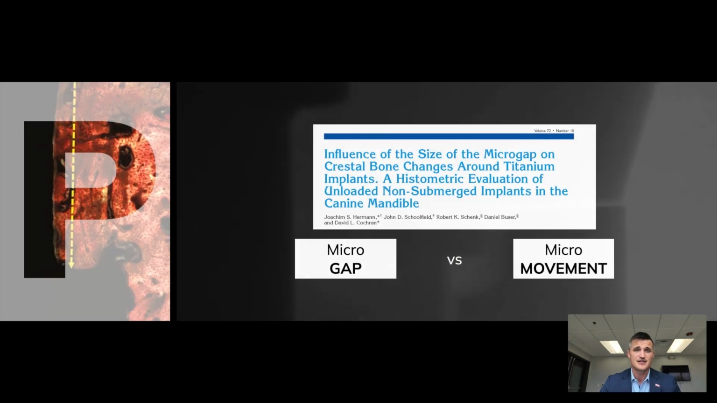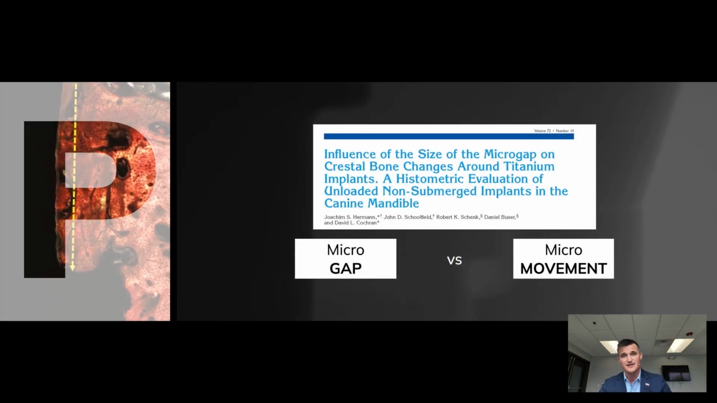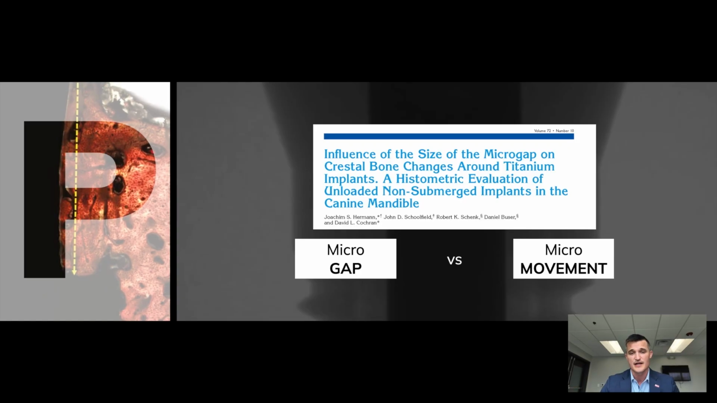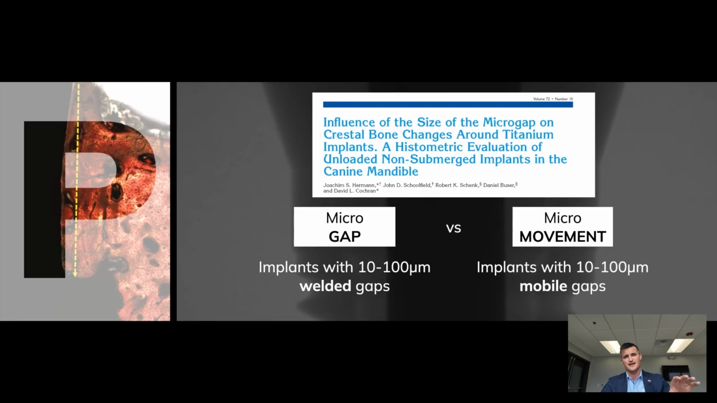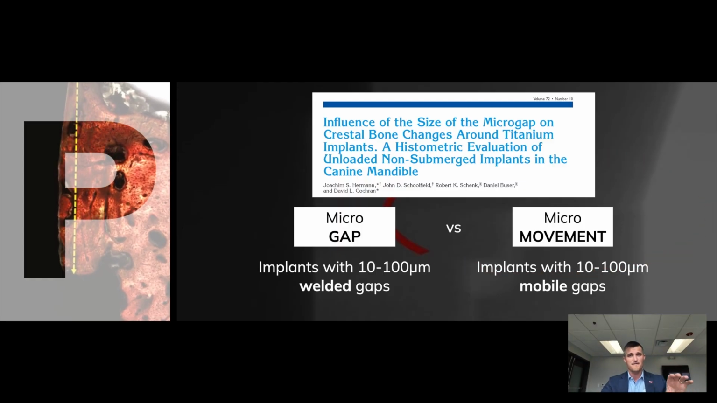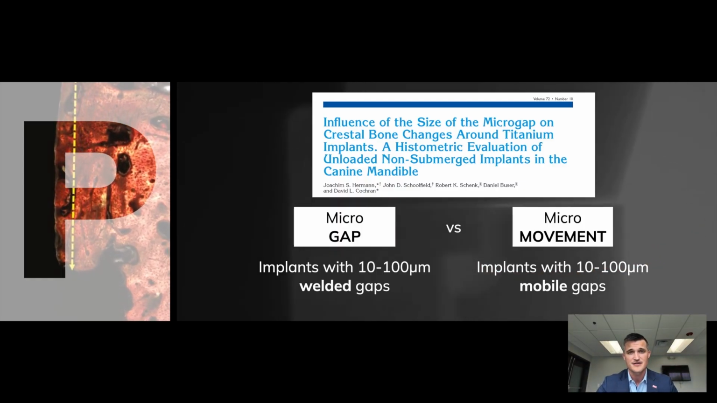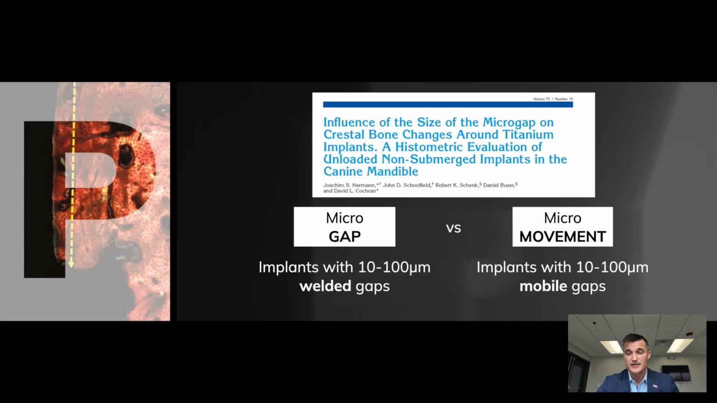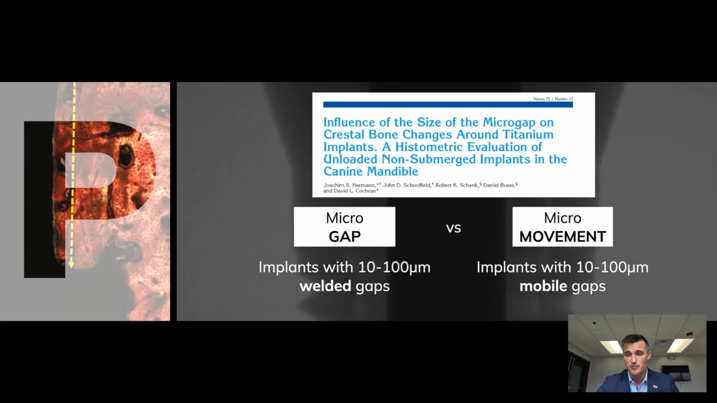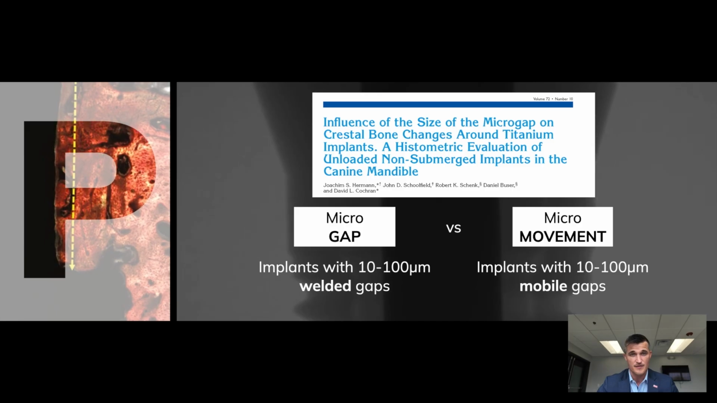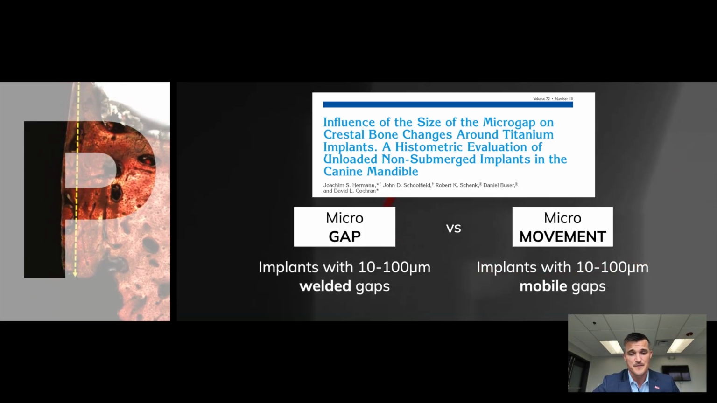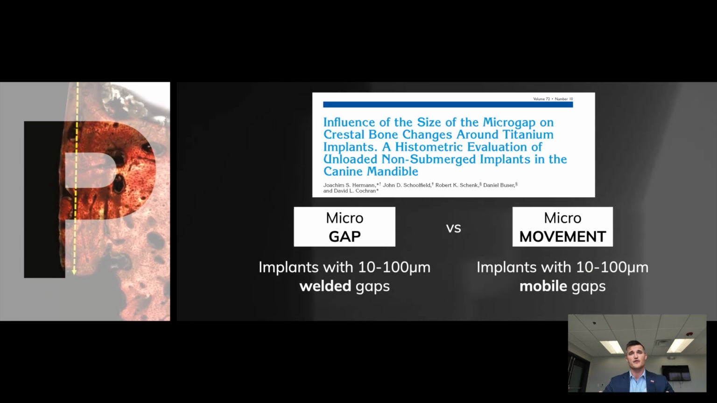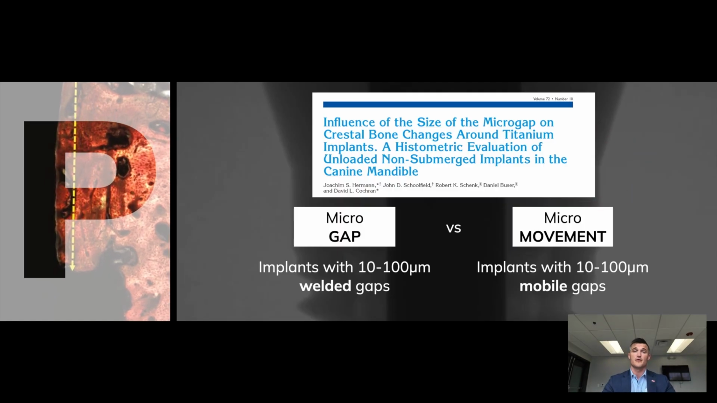And the question has been asked, is it the micro gap or is it the micro movement that's causing the bone loss? And this is a really nice study that was done by Herman and colleagues that asked that question. They had implants that had micro gaps of 10, 50, and 100 microns. And they looked at these different implants, and in one group, they welded the superstructure in place so that there was no micro motion present on that superstructure. And in the other group, they did not weld it, so they were allowed to have micro motion. So in one group, there's only a micro gap with no micro movement.